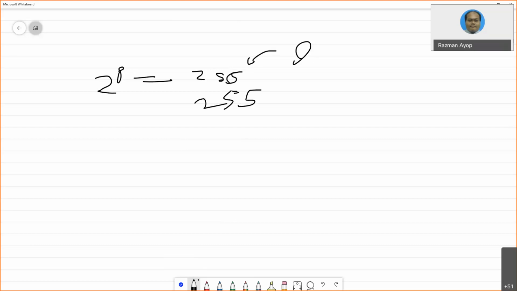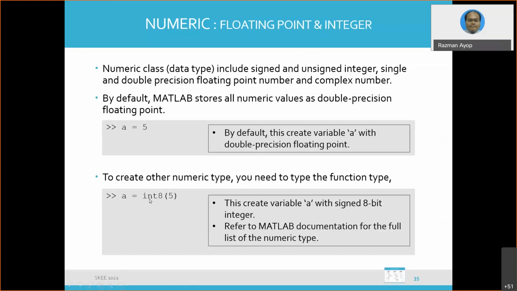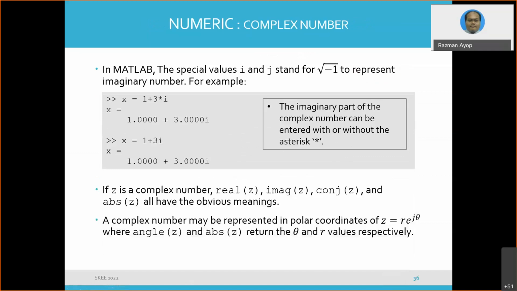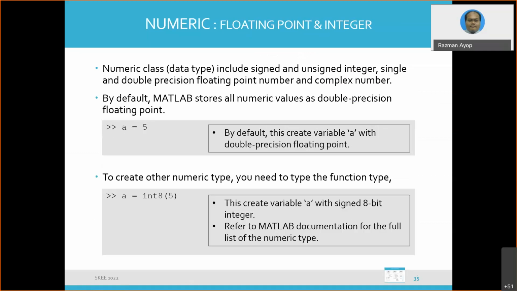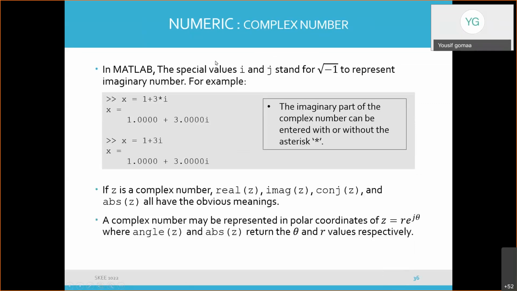So this is integer. If you use integer 2, it is much faster. Integer 8 is a bit slower. But the problem is it has limitation. So if you don't want to have any limitation, you just use double. So this is just either integer or double or single type numeric data.